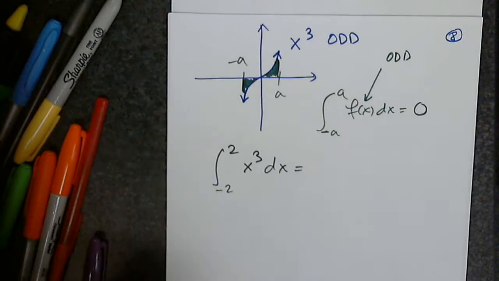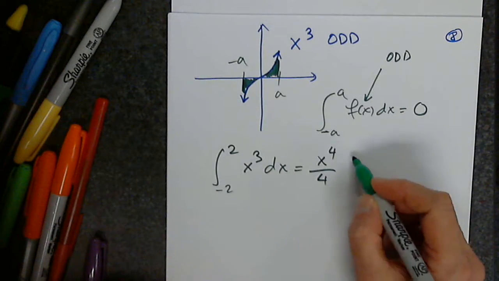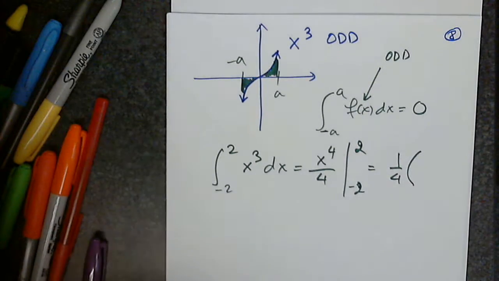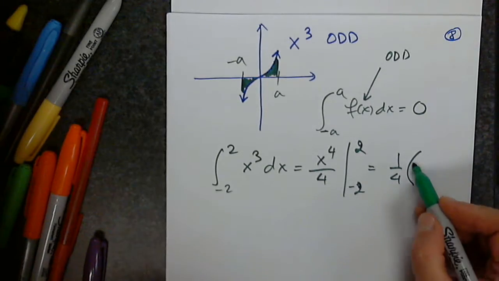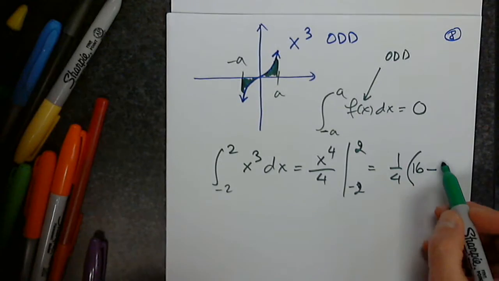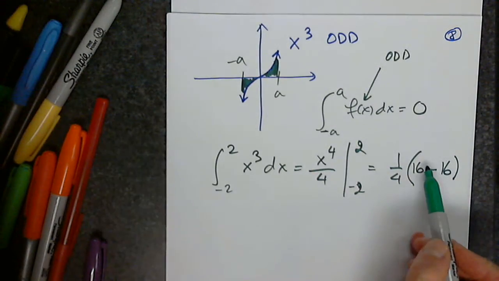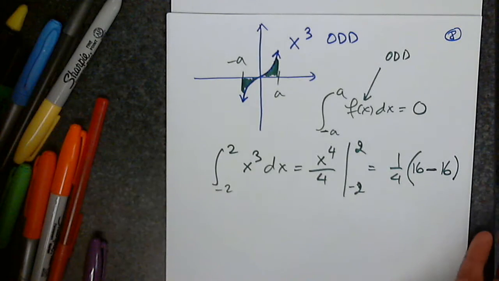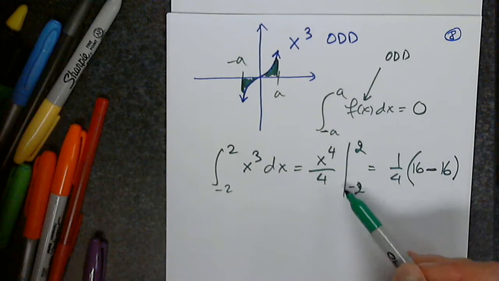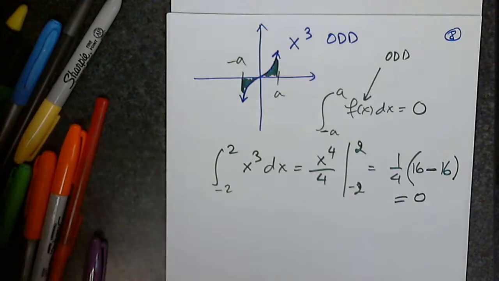So let's do that. What function prime is x to the third? x to the fourth over 4, from -2 to 2. Leave 1/4 outside because it's a factor. Plug in 2, you get 16. Minus, plug in -2, you still get 16 because -2 to the fourth is positive. But the minus comes from the fundamental theorem of calculus, right? I have to have minus when I plug in -2. So the answer is 0, as expected.